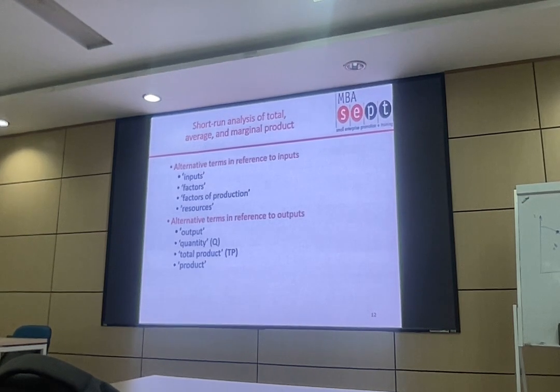Now, some alternative terms for inputs and for output. For inputs, you can use other names like factors, factors of production, or resources, with the same meaning. And alternative terms for output can be quantity, total product, or product. So you may use all these terms alternatively, as you will come across these alternatives when you read many types of books. So let's get familiar with them.